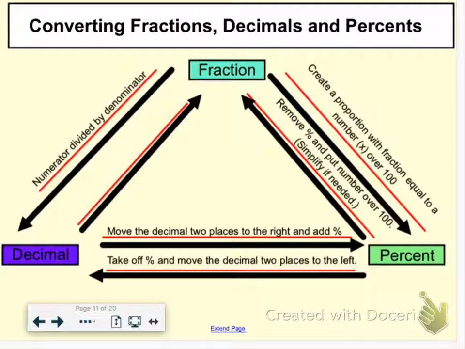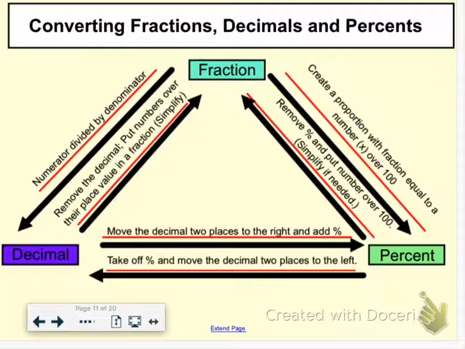So then from a decimal to a fraction, this seems super confusing, but again, our calculators are going to do it for us. So if you wanted to do it by hand, you would remove the decimal, then you'd put the numbers over their place value in a fraction, and then simplify. Okay? So what that means is if you had like 0.25, that goes to the hundredths place. So you would put it over 100 and simplify.